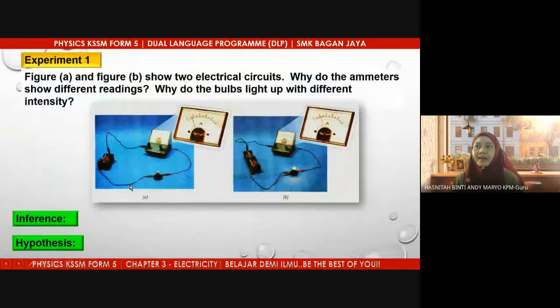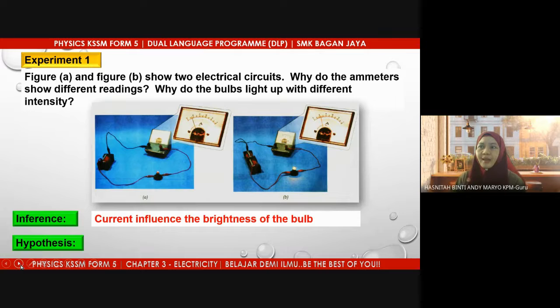Okay, so there are 3 differences: the number of tricell, the deflection of the ammeter pointer or reading of the ammeter, and the brightness of the bulb. So what inference can we write for this experiment? You can say the current flow in the circuit will influence the brightness of the bulb, or the current affects the brightness of the bulb.